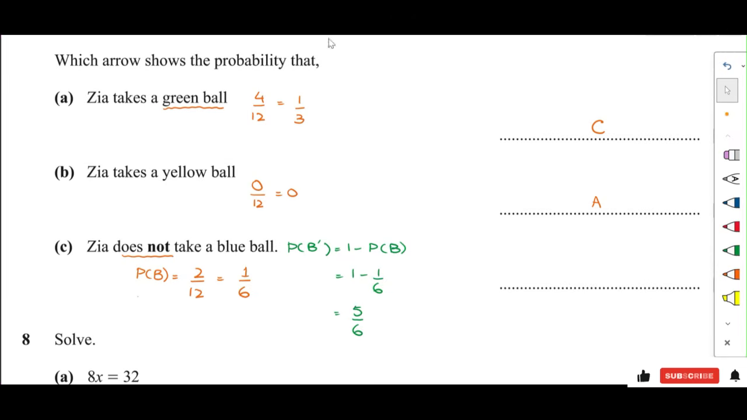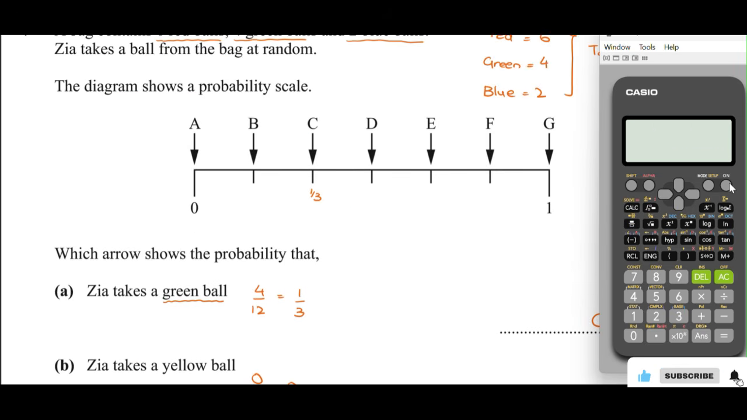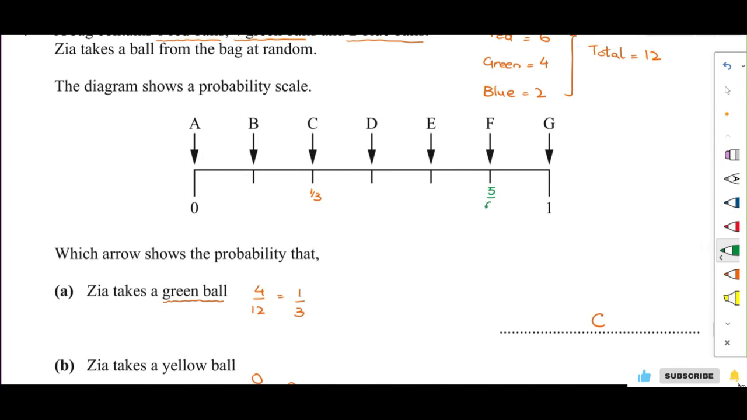Okay, so if you are confused where 1 over 3 and 5 by 6 lie, it is better to use a calculator and figure that out. You guys can see this is 1, 2, 3, 4, 5, and 6. So 1 is divided into 6 parts, right? This whole is 1, divided into 6 parts. So 5 out of 6 means 1 part, 2 parts, 3 parts, 4 parts, 5 parts. This is 5 by 6, right? And what is 1 by 3?